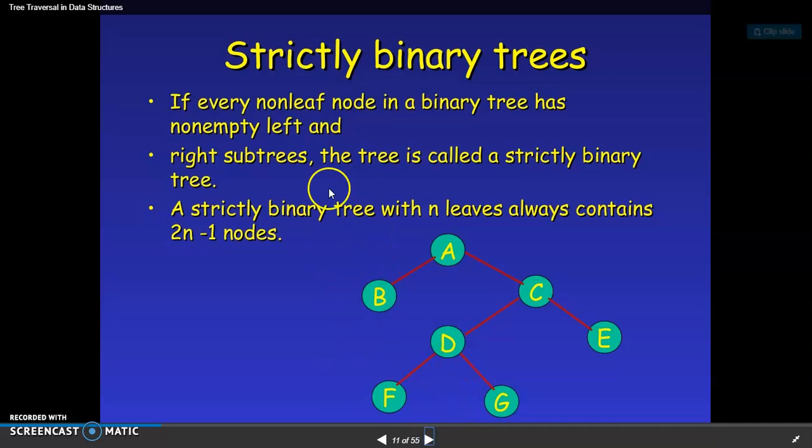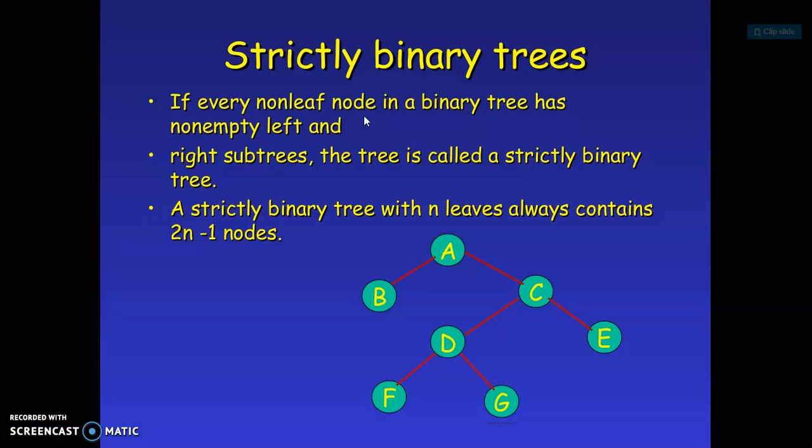Next, strictly binary trees. If every non-leaf node in a binary tree has non-empty left and right subtrees, the tree is called a strictly binary tree. Every non-leaf node, that is, every parent node or internal node of the binary tree, has a non-empty left and non-empty right subtree, then the tree is called a strictly binary tree. A strictly binary tree with n leaves contains 2n minus 1 nodes.